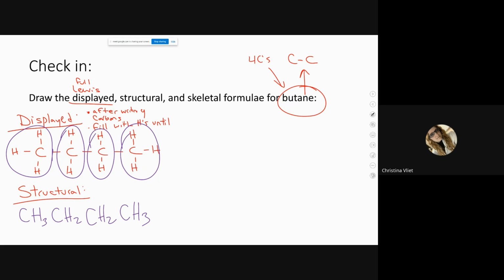The skeletal is the least amount of writing. In the skeletal format, all you do is write what appears to be zigzag lines. And at the end of every single one of those line segments, it is implied, you're supposed to understand that there's a carbon at the end of every one of those lines. And you just have to know how many hydrogens each of those carbons have, like off the top of your head. So the skeletal format for butane would be in the following manner.